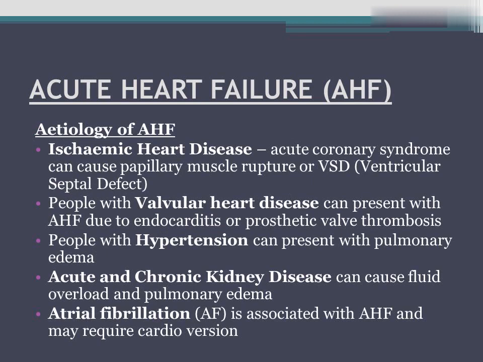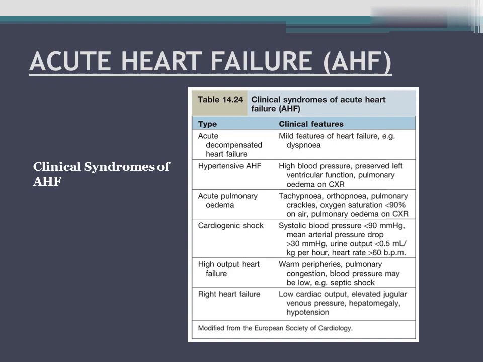Etiology of AHF. Ischemic heart disease: acute coronary syndrome can cause papillary muscle rupture or VSD, ventricular septal defect. People with valvular heart disease can present with AHF due to endocarditis or prosthetic valve thrombosis. People with hypertension can present with pulmonary edema. Acute and chronic kidney disease can cause fluid overload and pulmonary edema. Atrial fibrillation, AF, is associated with AHF and may require cardioversion. Clinical syndromes of AHF.